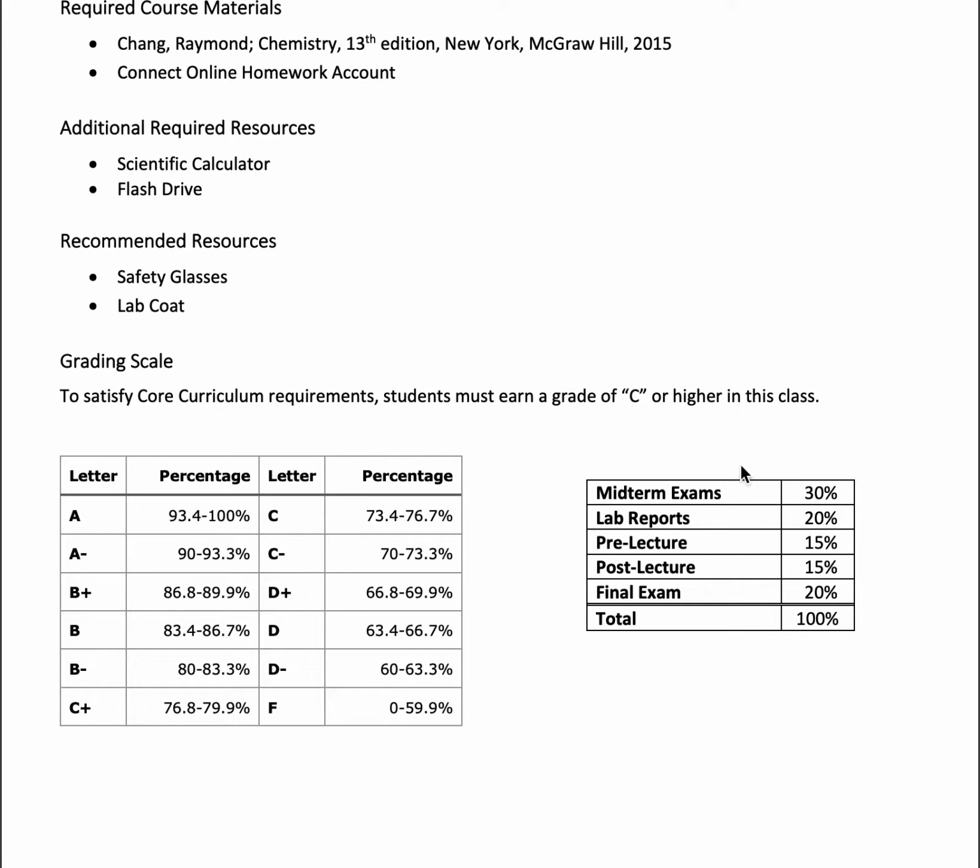Now, you can see here that we have the whole breakdown of how the grades are going to work in this class. We have midterm exams, we're going to have lab reports that you're going to submit, and we have this pre-lecture and post-lecture. And if you've taken Chem 101 with me, you know that the pre-lectures are these Learn Smart assignments that are in the Connect software. And basically these are kind of like real high level, nothing too detailed assignments that just ensure that you read the chapter before you come to class.